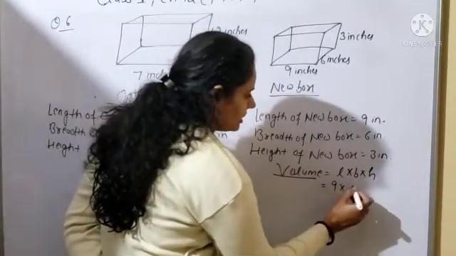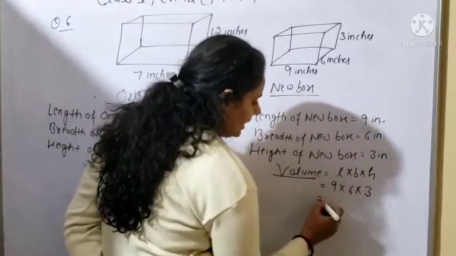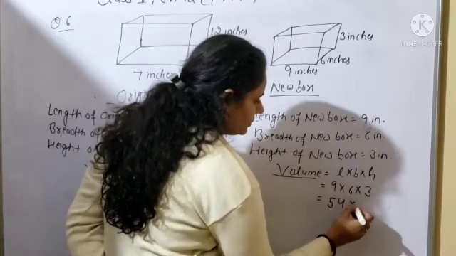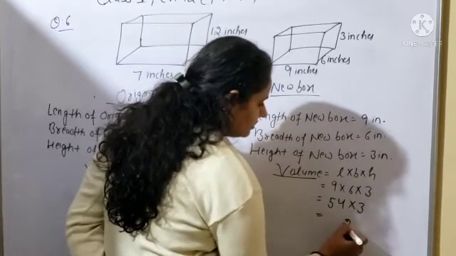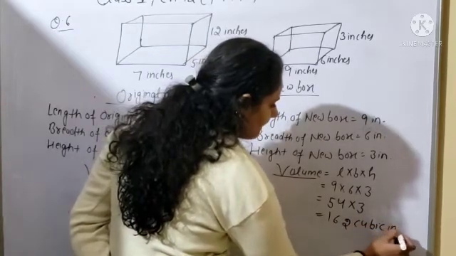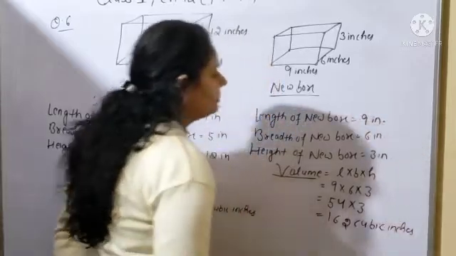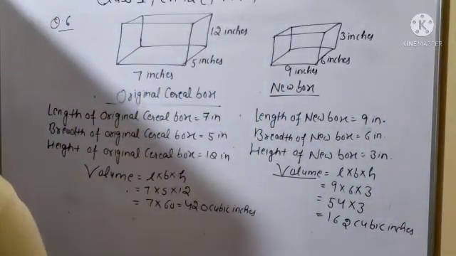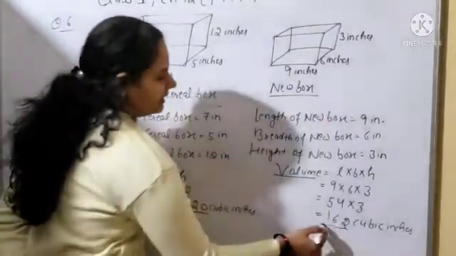Volume of new box: 9 into 6 into 3. So 9 6s are 54 into 3, so 162 cubic inches. Okay. So you can see here, the volume of the old box, or you can say original cereal box, is 420 cubic inches and the volume of the new box is 162 cubic inches. So which one has the greater volume? So this one, 420 is greater than 162.